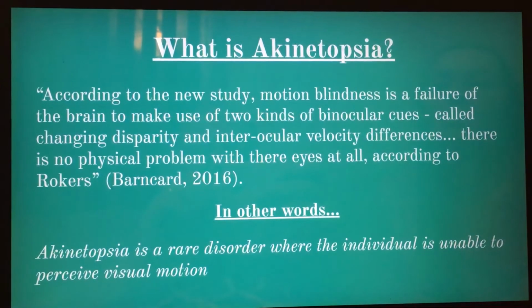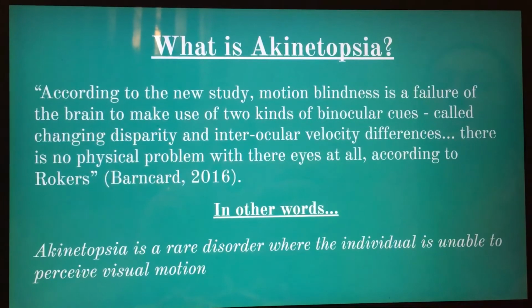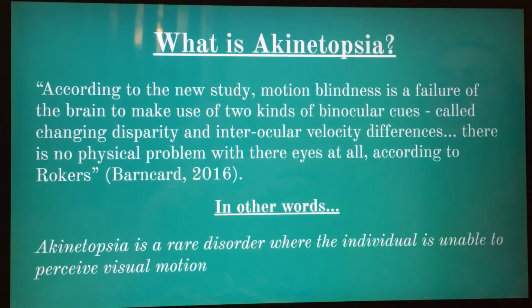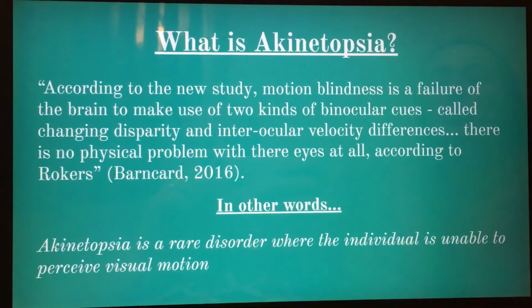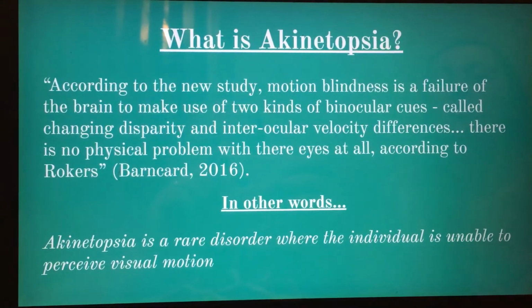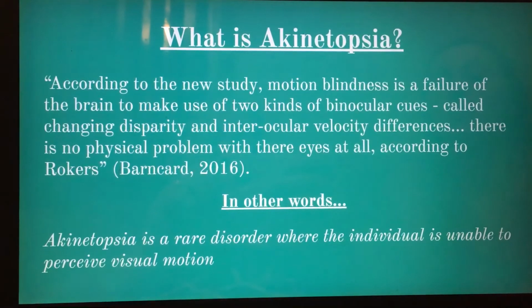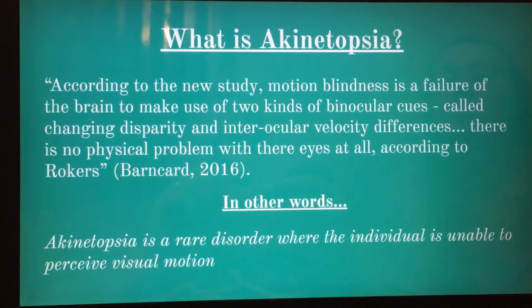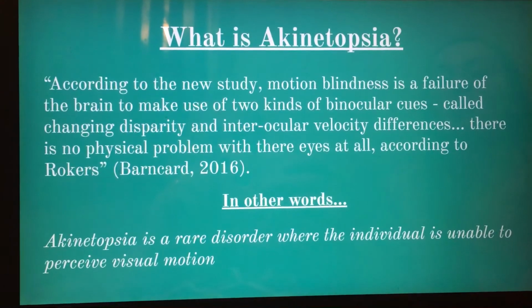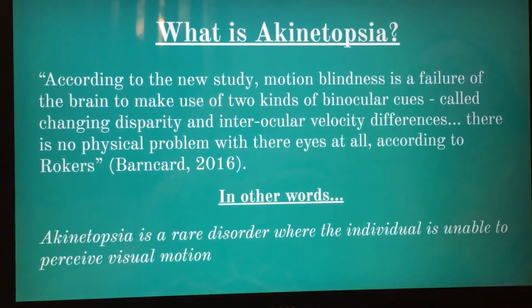So what is akinetopsia? According to the new study, motion blindness is a failure of the brain to make use of two kinds of binocular cues, called changing disparity and interocular velocity differences. There is no physical problem with their eyes at all, according to Rokers. This is a statement by Barnard, 2016. In other words, akinetopsia is a rare disorder where the individual is unable to perceive visual motion.